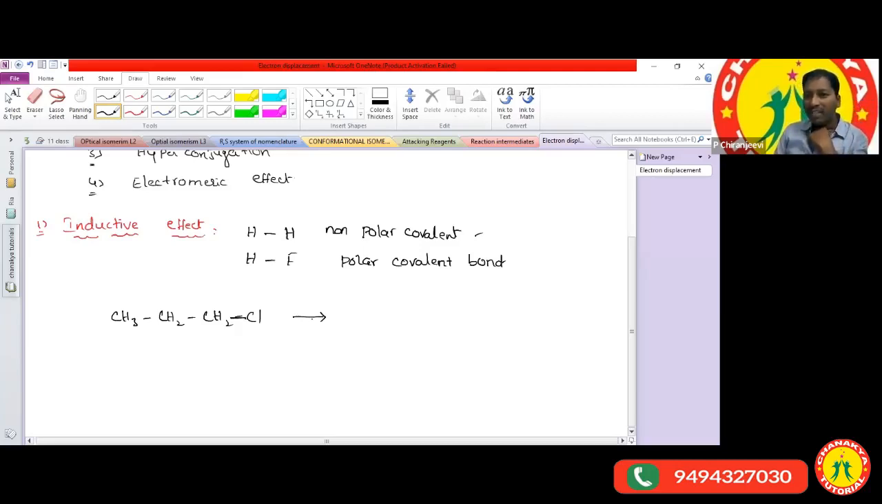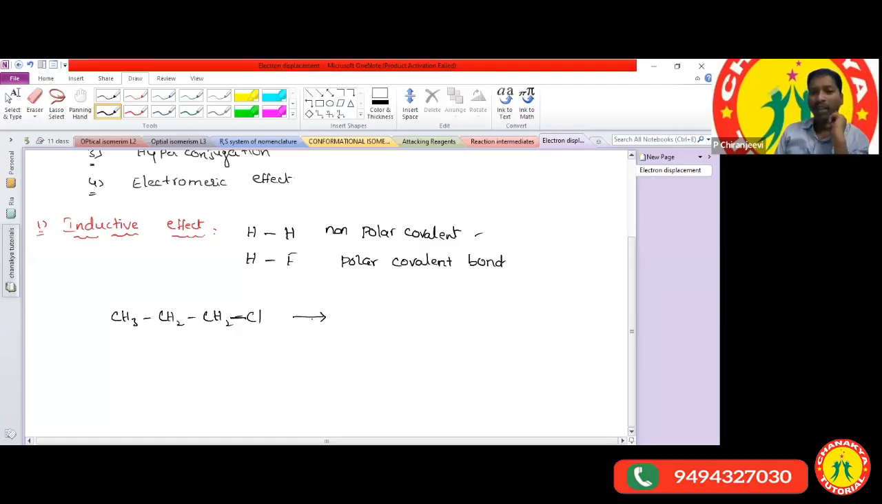Electronegativity is nothing but the tendency of gaining shared pair of electrons towards itself. If you see the whole periodic table, which elements are highly electronegative? Halogens are highly electronegative.